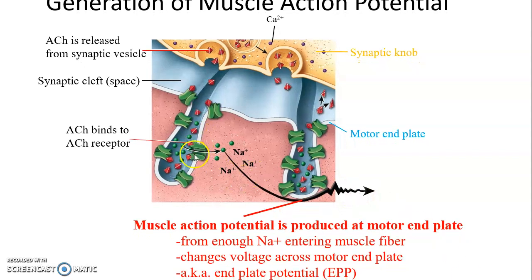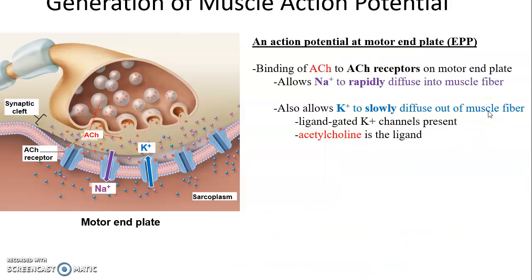So the opening of these ligand-gated sodium ion channels causes sodium ions to flood into the cell. That changes the charge across the membrane, changes the resting potential, raises it from negative 95 millivolts to something higher, and that creates the end plate potential that then generates the muscle action potential. Change in charge, sodium ions flooding into the muscle. So again, acetylcholine binds to the receptors, opens those ligand-gated sodium ion channels, and sodium ions flood into the cell.